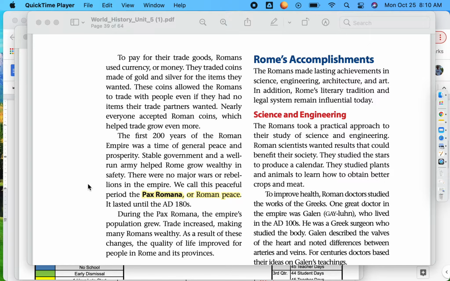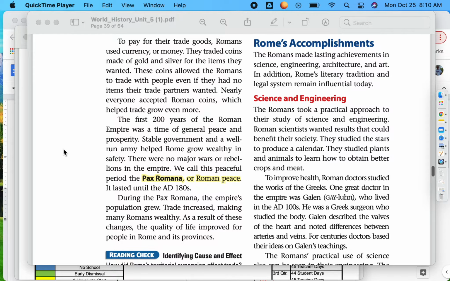Yes, the Romans would go out and conquer other people, usually for some kind of a resource or trade or even for slaves. But inside Rome itself, the empire, things were very peaceful. And when it's peaceful, it allows prosperity. Okay? And that also is what allows for Rome's achievements.